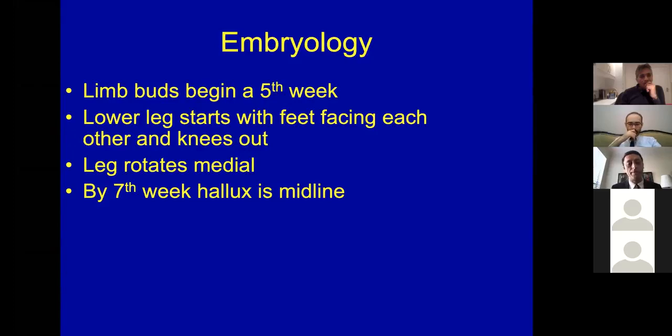By the 7th week, the hallux is at the midline, as we know. Sometimes there are disturbances of the normal growth and the normal rotation in children, causing rotational problems in children.